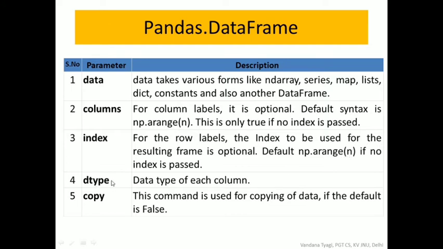The dtype will display the data type of each and every column separately. And copy is used for copying the data. By default, it is false.